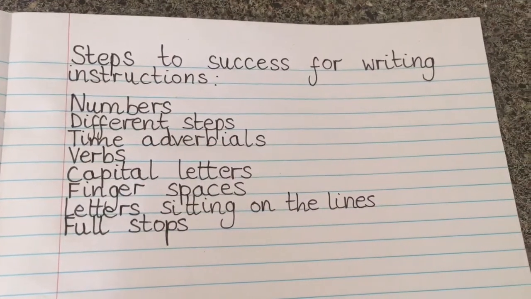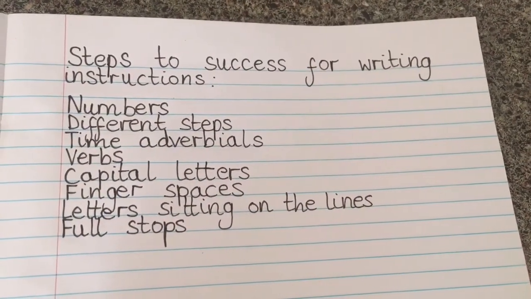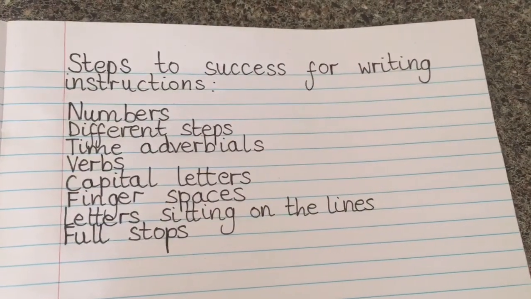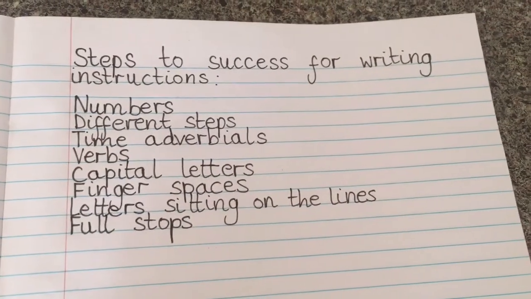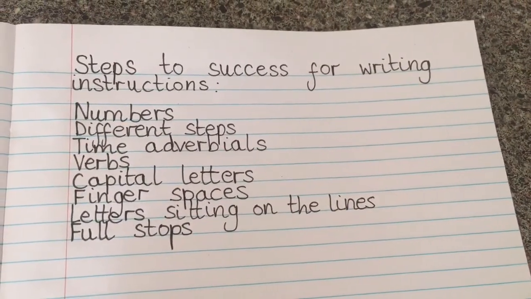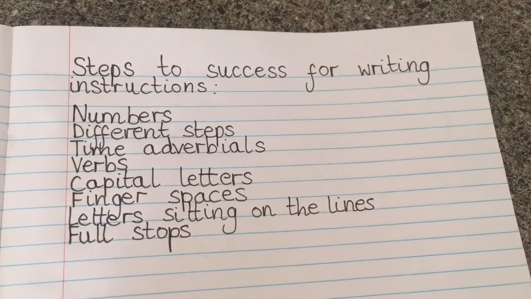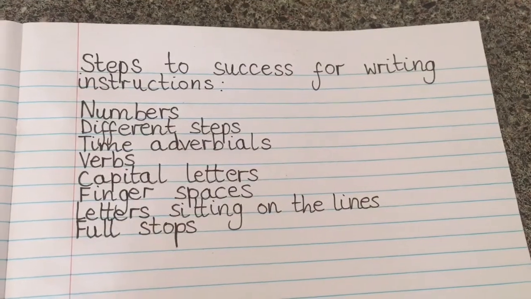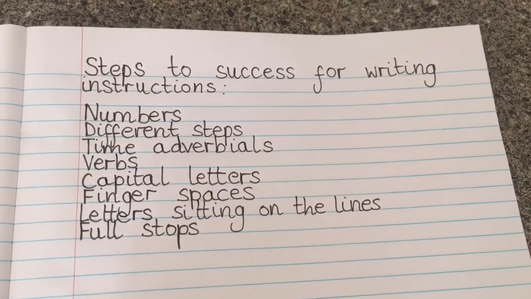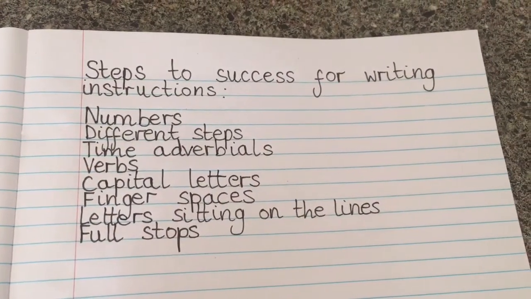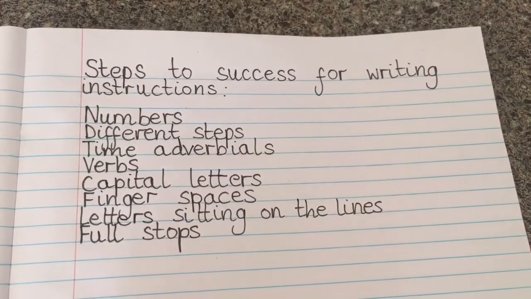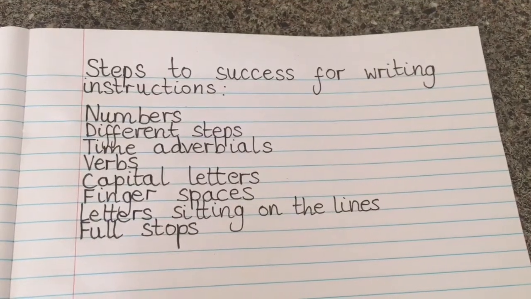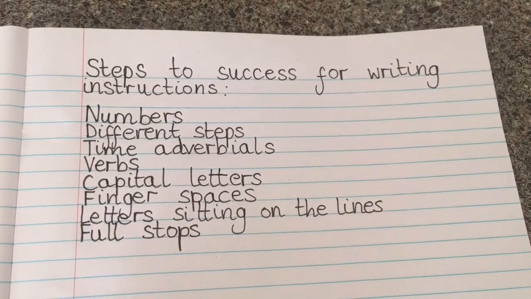Before I begin writing my instructions, I'm going to look at my steps to success for writing instructions. Our turn, let's have a look at the steps to success together and read the words. Numbers. So when we write instructions, we number each of the different steps so that we can follow the instructions easily. Different steps, time adverbials, first, next, after that, finally. Verbs, those doing words, capital letters, finger spaces, letters sitting on the lines and full stops.